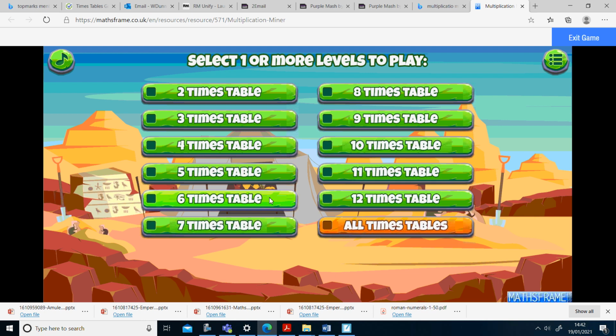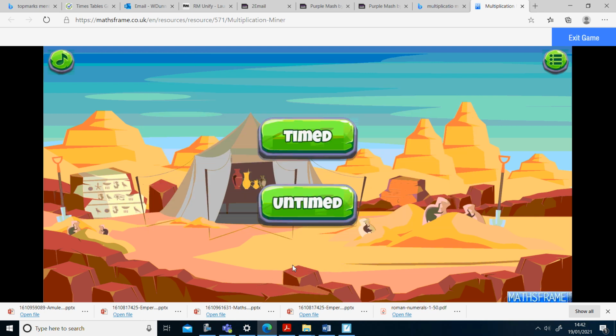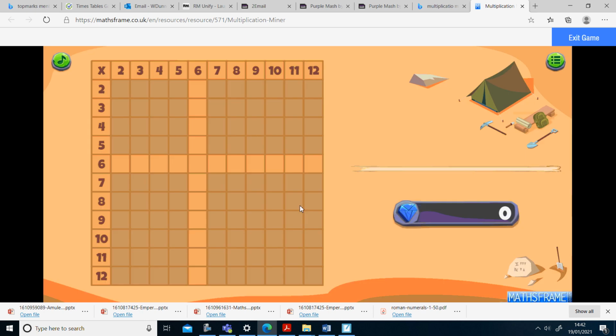I'm going to choose the 6 times table, and either timed if you want the time pressure, or untimed if you need a little bit more thinking time. You could start off with untimed and then try again with timed. It's entirely up to you. So I'm going to go untimed so that I've got a chance to show you what to do.